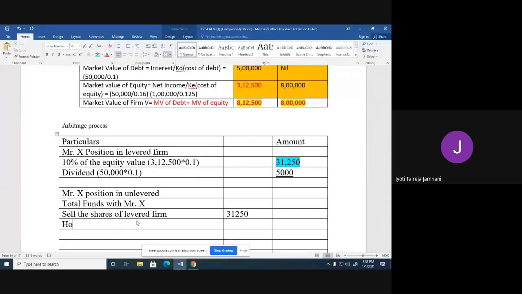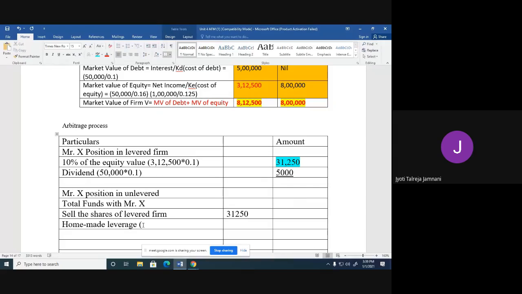Yes, ma'am. Mr. X will also take homemade leverage because he wants to keep the risk the same. In firm L, he had risk because firm L borrowed. Now, when he goes to firm U, he doesn't have risk because they are not borrowing. But he wants everything to be identical. So if firm U is not borrowing, he will borrow by himself in his personal name, or he will take a personal loan. We call it homemade leverage.